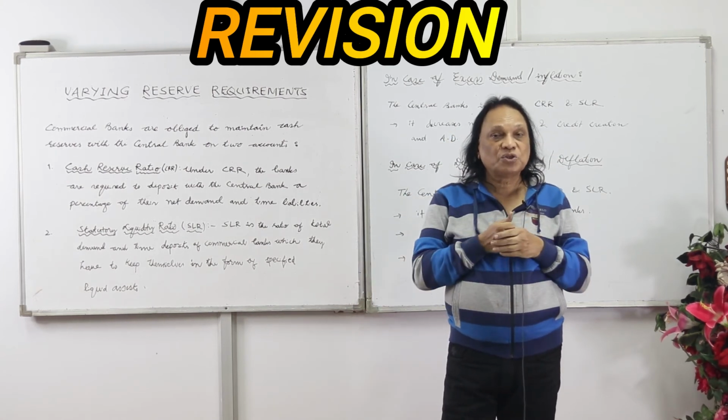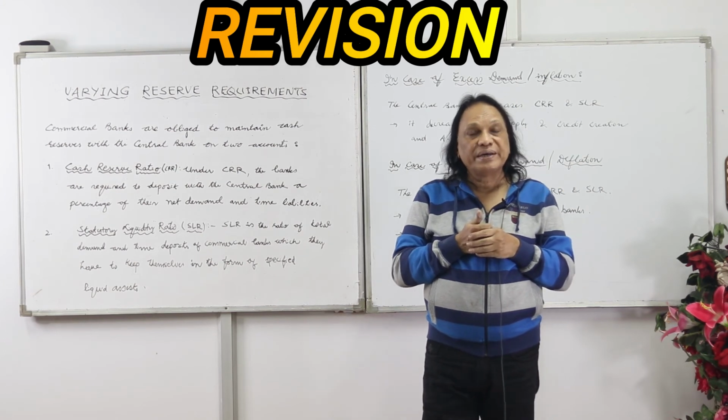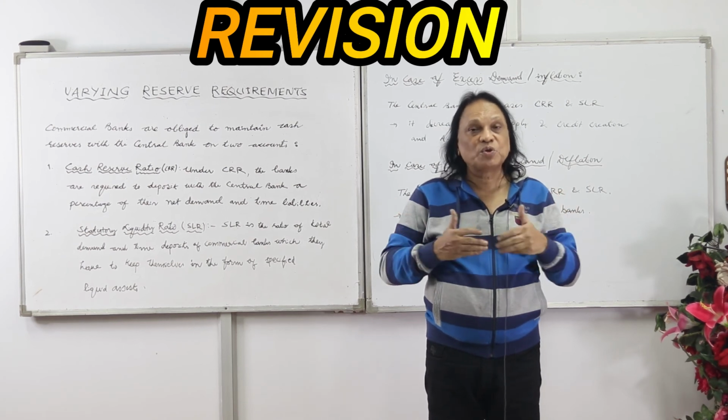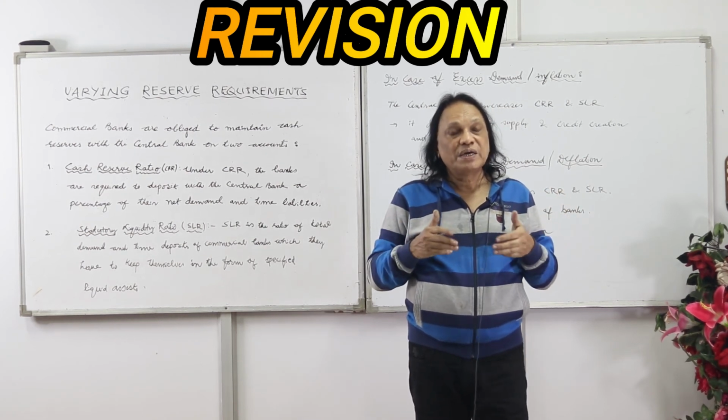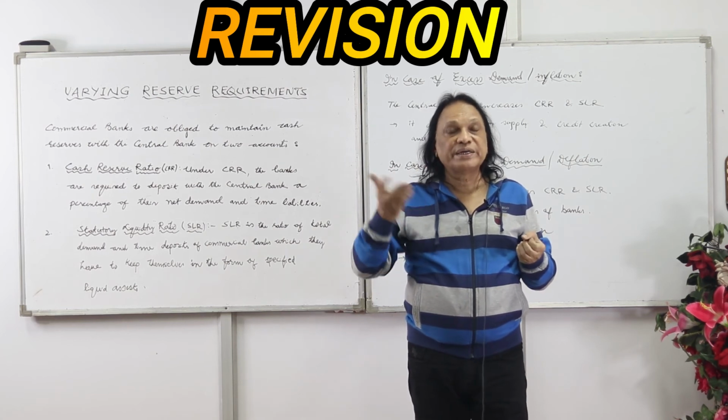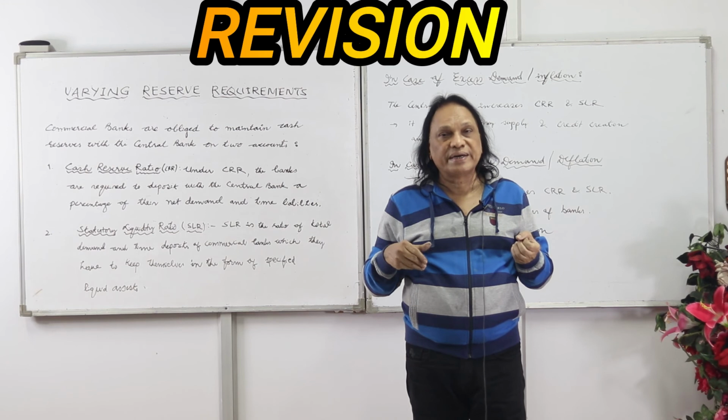What exactly is statutory liquidity ratio? SLR. It is the same thing. It is the reserves that the commercial banks are supposed to keep with themselves. This may be time deposits or demand deposits. They have to keep it with themselves without lending it to the general public. That is CRR and SLR.